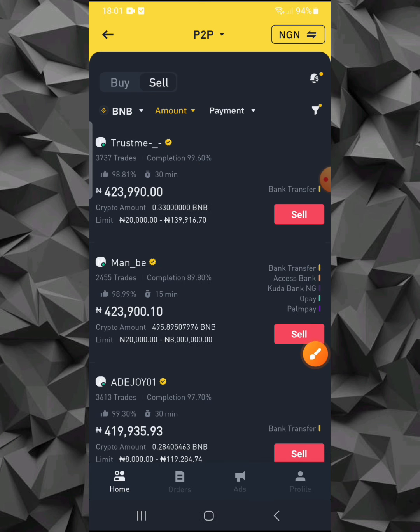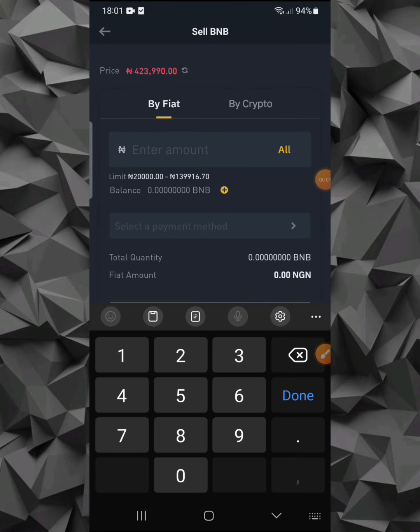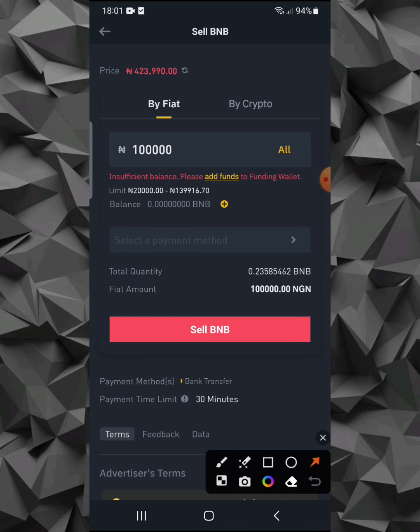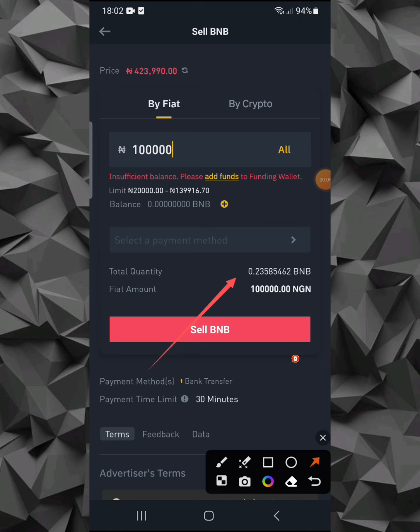Okay, so if I go ahead and click on sell right now, let me just explain this with a particular amount. So assuming someone wants to sell 100,000 naira worth of BNB to you, okay, so you guys can see you'll be receiving a total of 0.2358 BNB. So you can jot this down, okay. So this is the amount of BNB you'll be receiving for 100,000 naira. So the person or the customer of Binance will just click on sell BNB and you make payment of 100,000 naira straight to the person and he'll be releasing this amount of BNB to you.